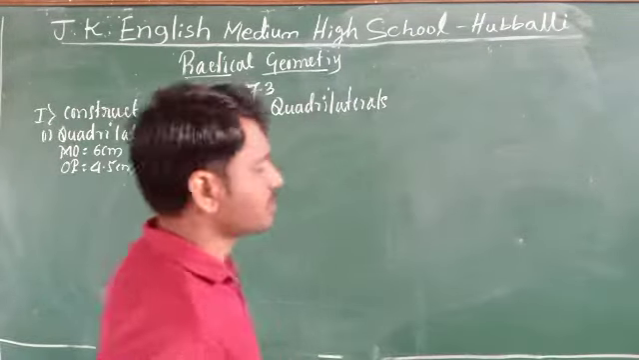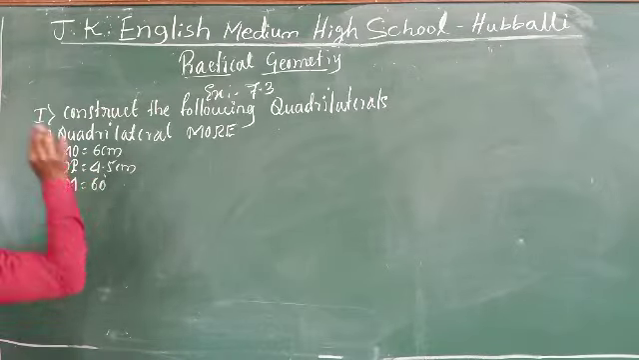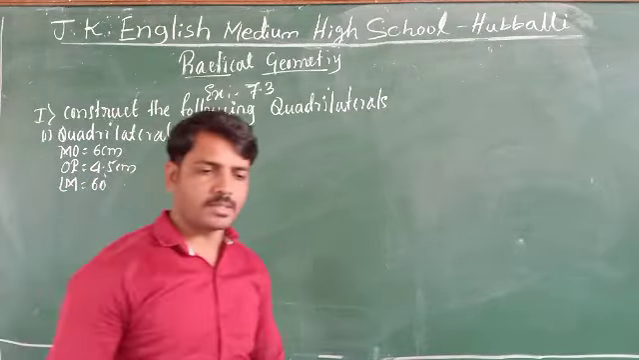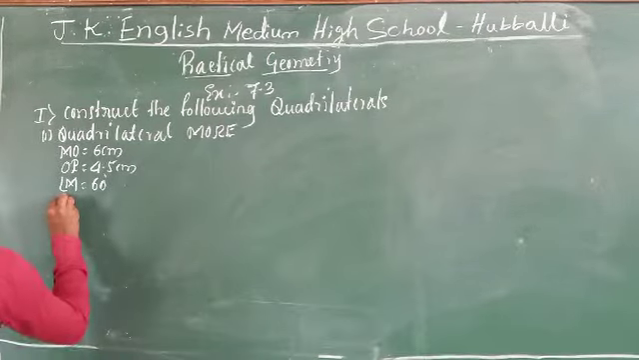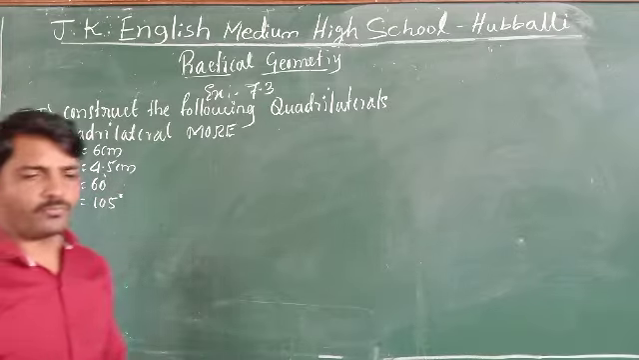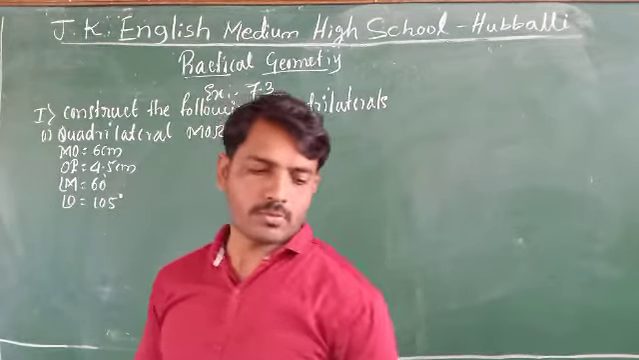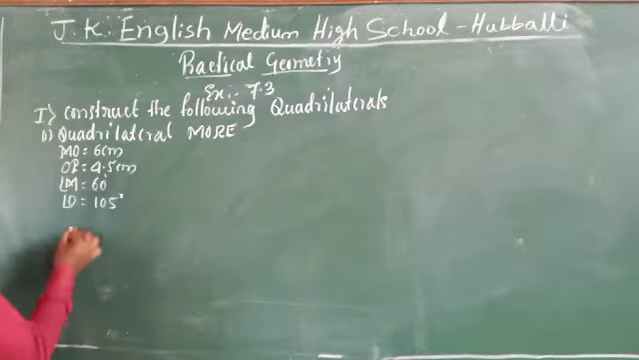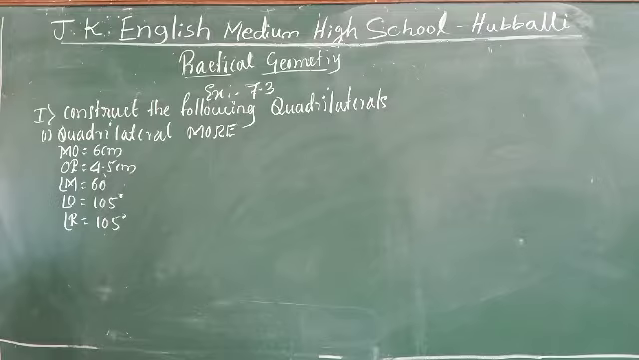Angle M is equal to 60 degree. Angle O is equal to 105 degree. And angle R is also 105 degree. Correct? So let us take one rough diagram.